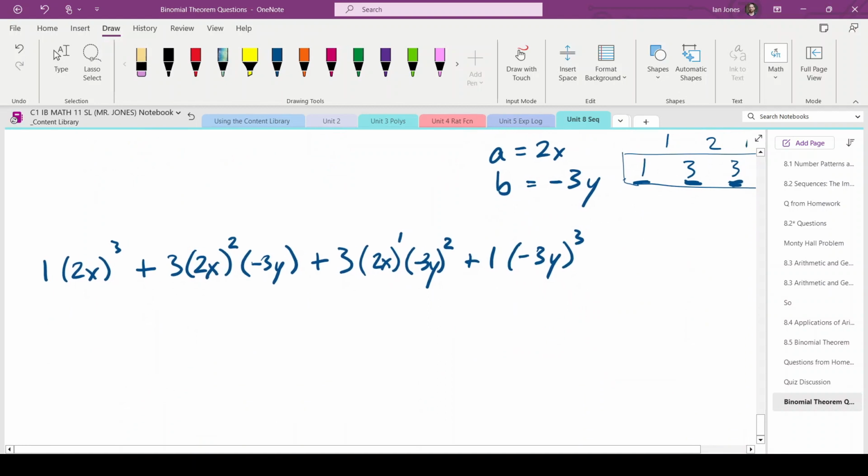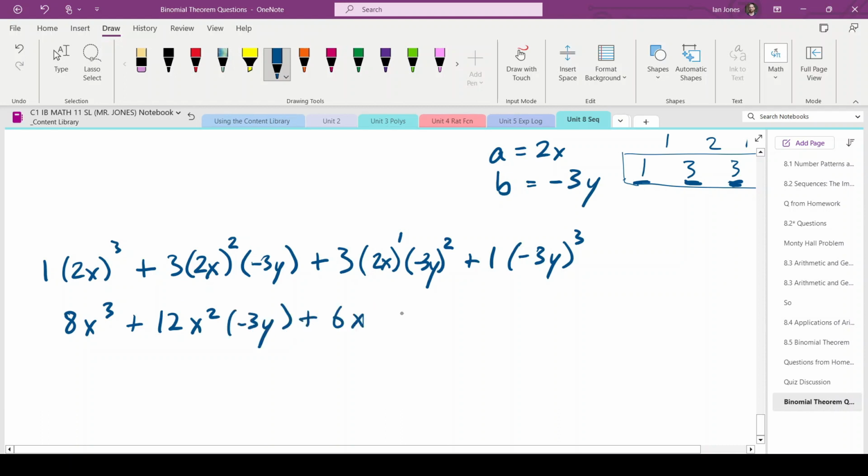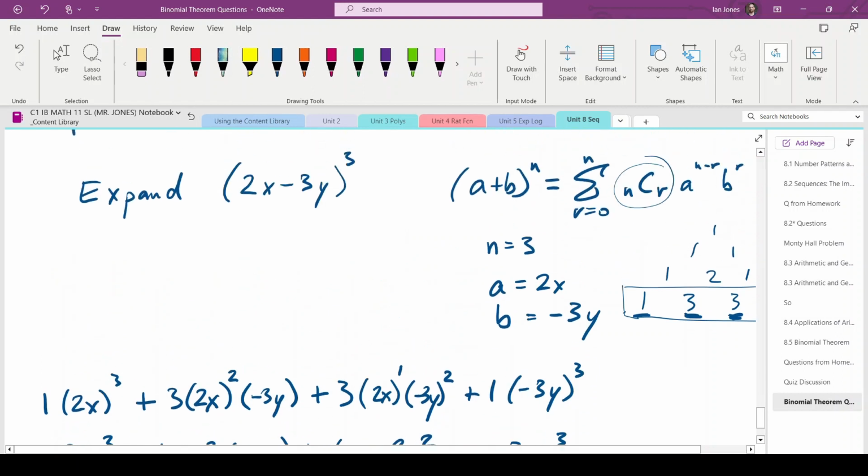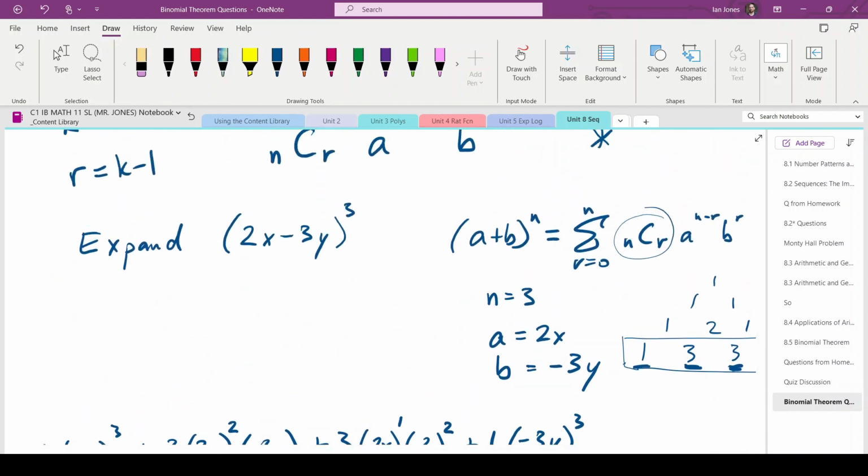Okay, and then it's just a matter of simplification. So this is 8x cubed plus 2 squared is 4, that's 12x squared times negative 3y. I guess I need another line. This is going to be a 6x times a 9y squared. And this is going to be a negative 3y cubed. Cleaning it up, I get 8x cubed minus 36x squared y plus 54xy squared minus 3y cubed. Okay, so that would be the expansion of that binomial using the binomial formula.